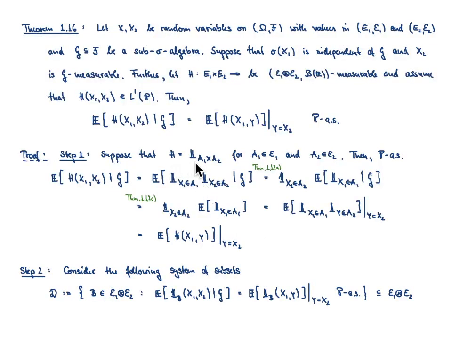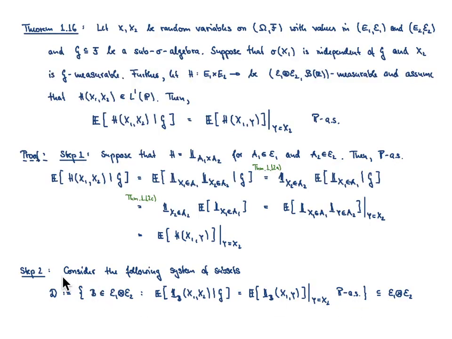But we want to have that statement for the measure theoretic induction, not for sets which are in that particular product form, but we would like to have it for general sets chosen from that product sigma algebra. How to do that? Now I like that part. I hope you will like it too. It goes as follows. I define the following system of subsets denoted by D. And these are any measurable set B taken from the product sigma algebra such that the following equality holds true, namely that the conditional expectation of the indicator function of B of X1 and X2 given G equals the expectation of the indicator function of B of X1 comma y, given that y is equal to X2, P-almost surely.